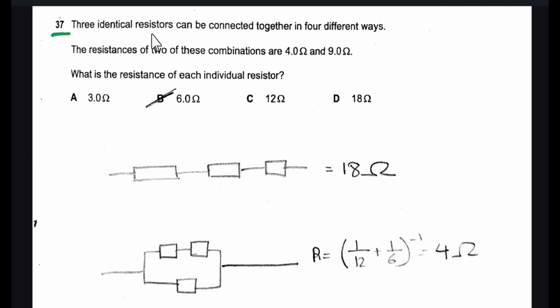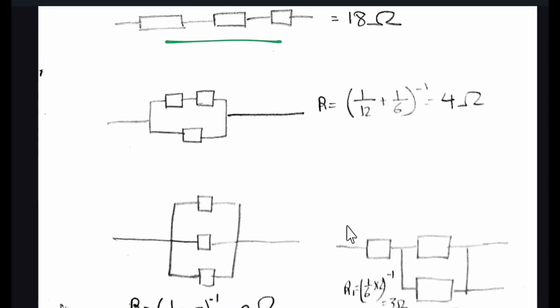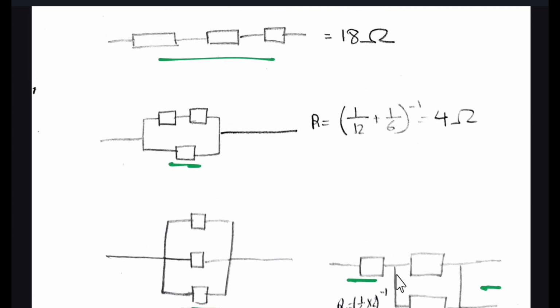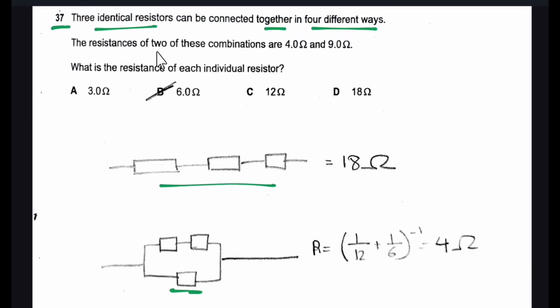7. Three identical resistors, so the resistance is identical, are connected together in 4 different ways. So what would be the 4 different ways? First of all, we connect them in series, then we connect them in parallel, then we connect 2 of them in series and 1 in parallel, and 1 in series and 2 of them in parallel. So these are the 4 arrangements. Then the resistance of 2 of these combinations is this value and this value, that is 4 ohm and 9 ohm. What is the resistance of an individual resistor?